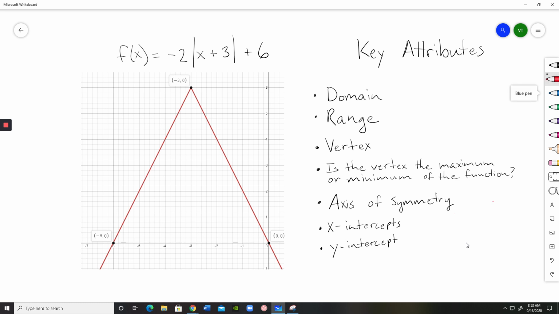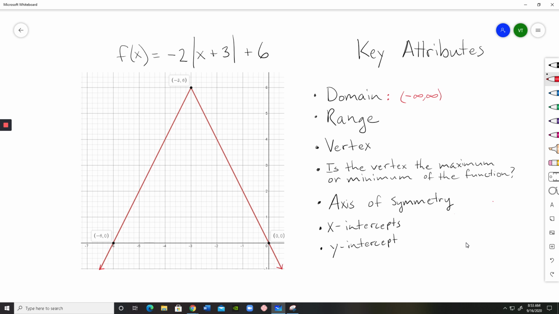So the domain of this function is -infinity to +infinity. And all absolute value functions in this form are going to have that domain. And you can see it on the graph. We have a continuous V shape, and our V is going to continue to go to the left. It's going to continue to go to the right. And so there's no real starting or ending point for the x values. Therefore, the domain is -infinity to infinity.